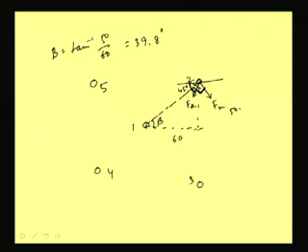So, this angle will be 45 minus 39.8 degrees, and similarly this angle will become, sorry, 90 minus 45 minus 39.8 degrees. So, this is becoming 84.8 degrees. So, this angle we have to find out, this is one way.